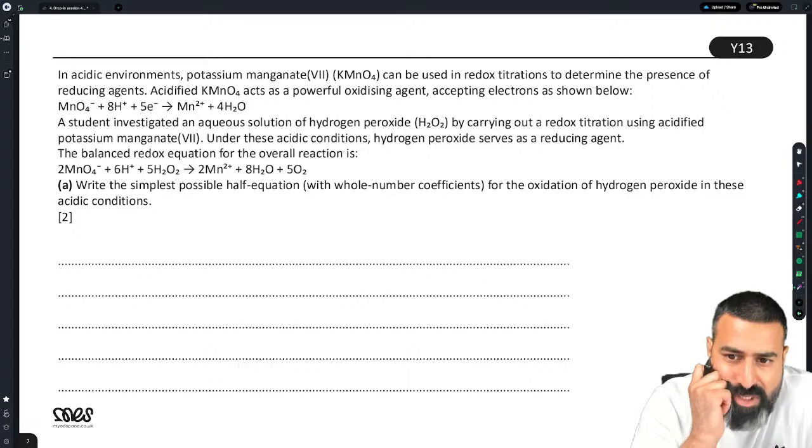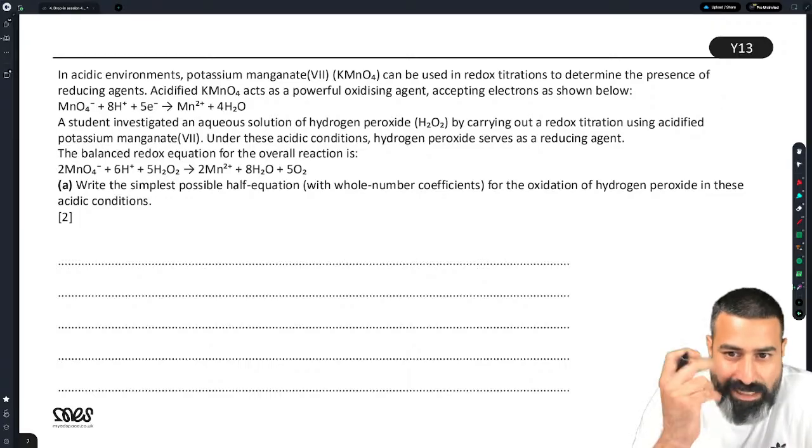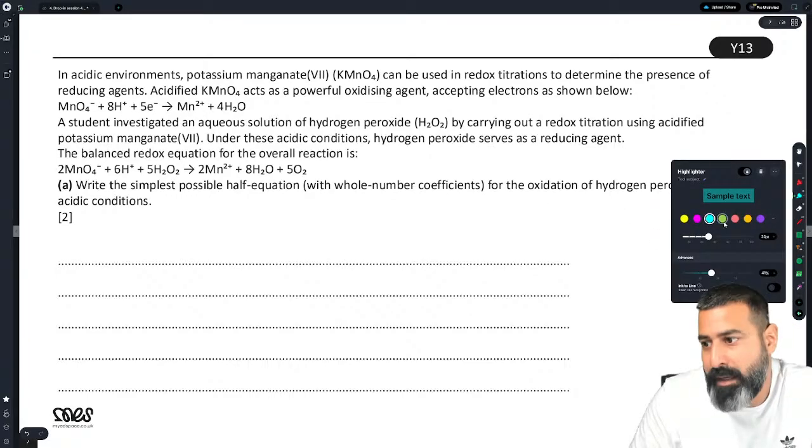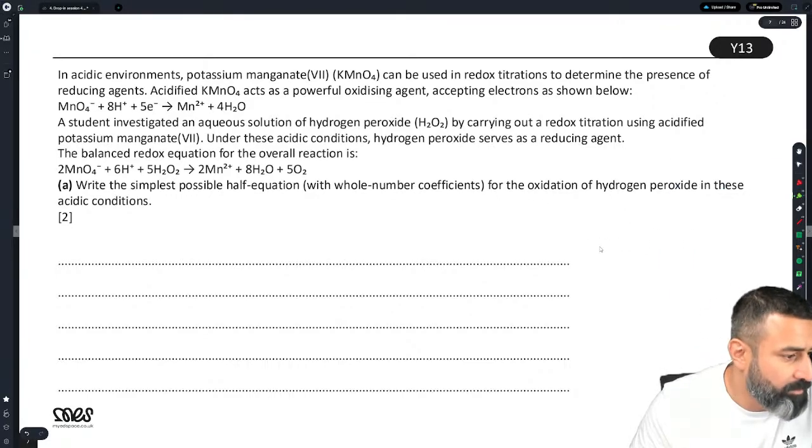Cool. We've got to write the simplest possible half equation for the oxidation of hydrogen peroxide in these acidic conditions. Okay, so nice little question because they flipped what's going on. They normally say from 2 half equations.